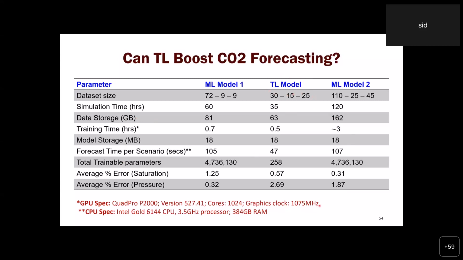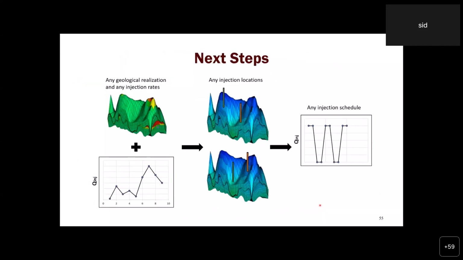So with that, let me tell you the next steps, and then I'll stop here and take some questions. Where are we heading with all this effort? Whatever we have done so far is setting the stage so that we can go to the next step. In our next step, the first objective is we want to handle any geological realization with any injection rates. This is the most important task that we are going after. How can we create this model so that we can handle any realization and any injection rate for all these different injectors that are there.